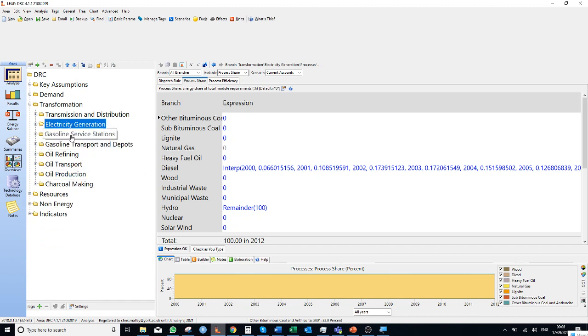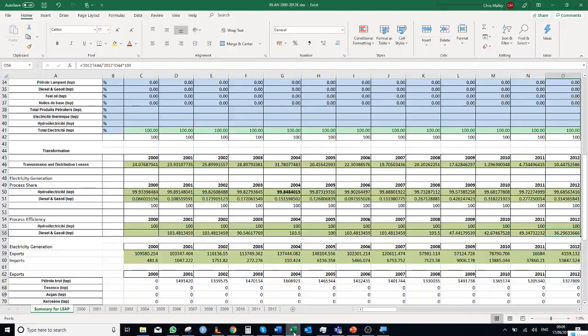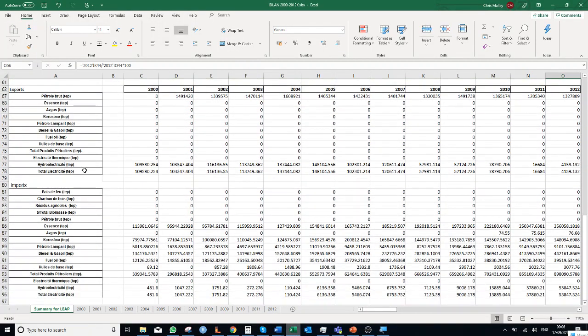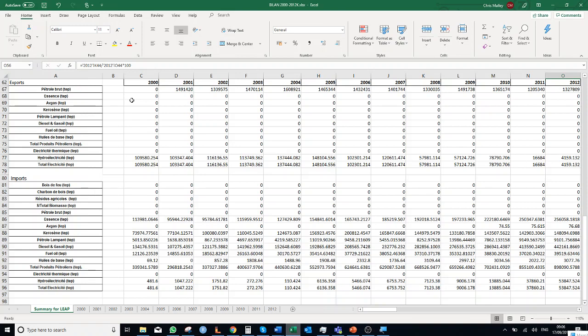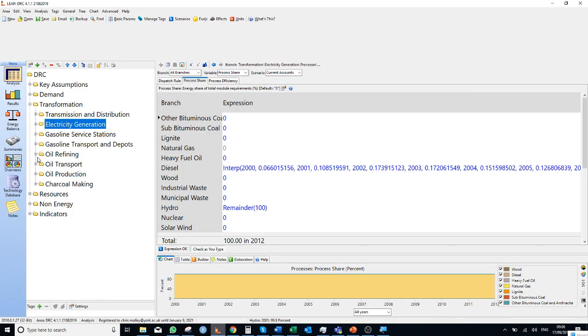To be able to accurately calculate the emissions from oil and gas and from charcoal making, the only things that I have entered are the imports and exports. So in your energy balance, we have exports of different fuels, and then we have imports of these different fuels, of kerosene, of diesel, of everything like that, and things like charcoal. I have then entered these directly into LEAP.